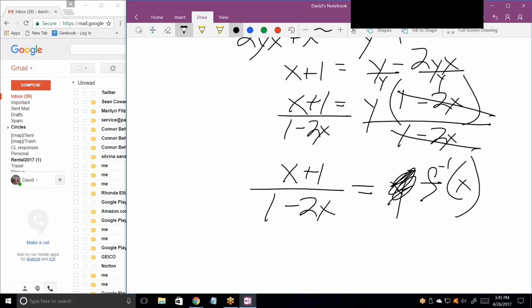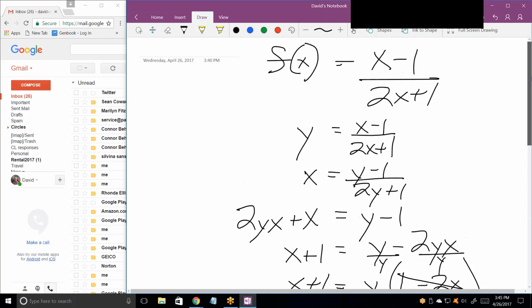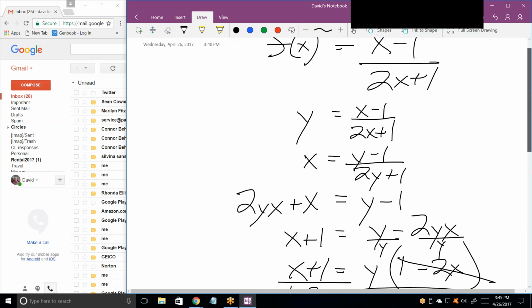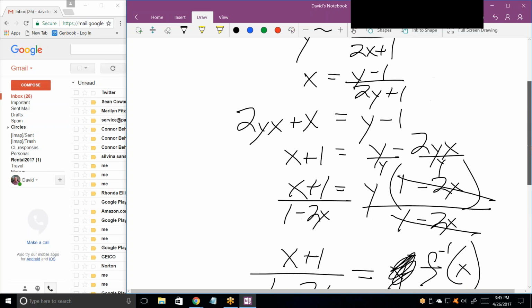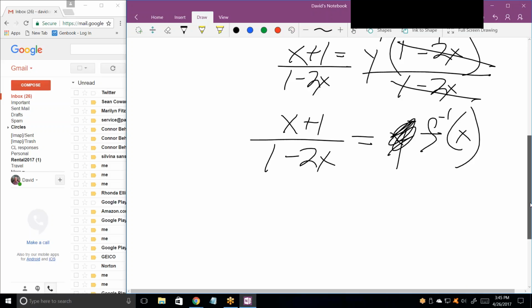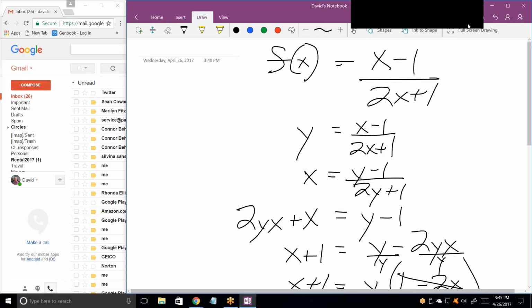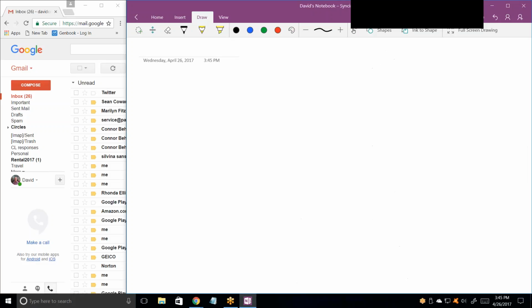And notice it's not that close. Let's see, x plus 1 over 1 minus 2x. A little similar. You certainly can see why it might be the inverse. But again, don't count on being able to recognize it from the original function. That's more coincidence than anything. Okay. All right. What else?